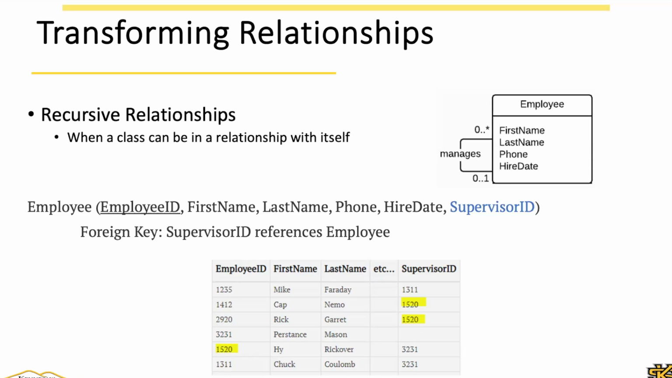So to make sure that we meet referential integrity, the supervisor ID column ensures that the recursive relationship is properly managed without violating referential integrity. It refers back to the same table, but because it's a foreign key, this value doesn't need to be unique. By following these steps, you can transform a recursive relationship into a relational schema without violating integrity constraints, ensuring that the relationship between employees and their supervisors is clearly defined.